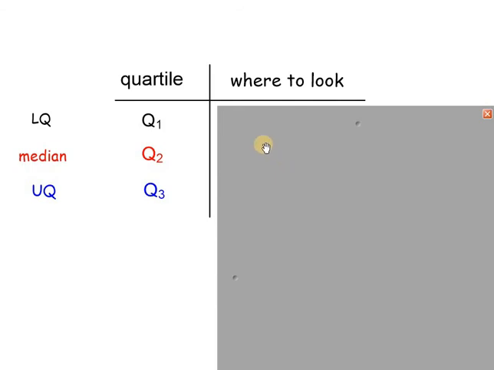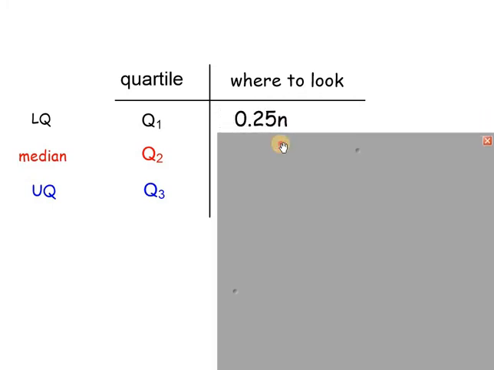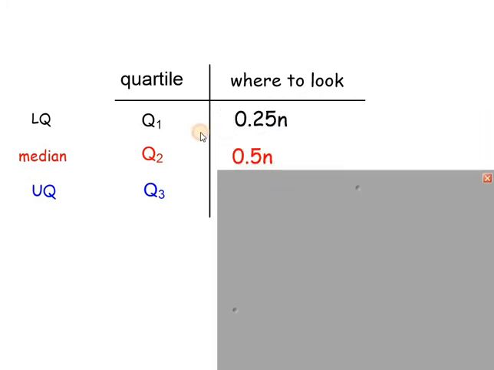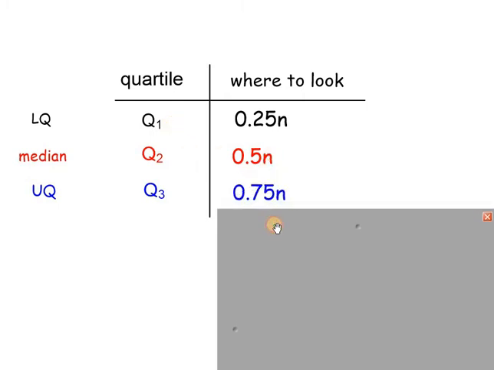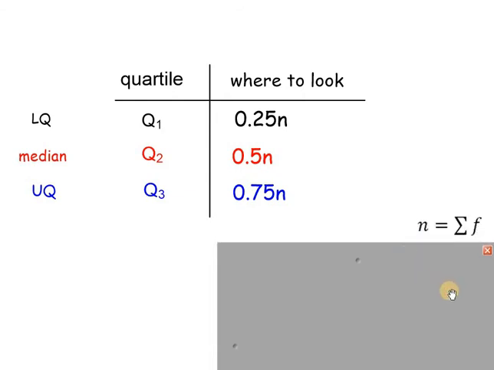So to work out the location of these quartiles in our data, we need to know where to look, and there are some simple formulae that we need to use, which are 0.25n, 0.5n, and 0.75 times n. So what's n? N is the number of data values in your data set, and if you have a frequency table, it's simply the sum of the frequencies. Remember, these formulae do not give you the actual quartiles, they tell you where to look in your data.